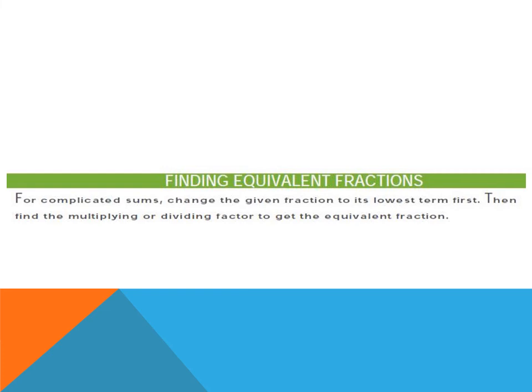For complicated sums, look at the screen. For complicated sums, change the given fraction to its lowest term, then find the multiplying or dividing factor to get the equivalent fraction.